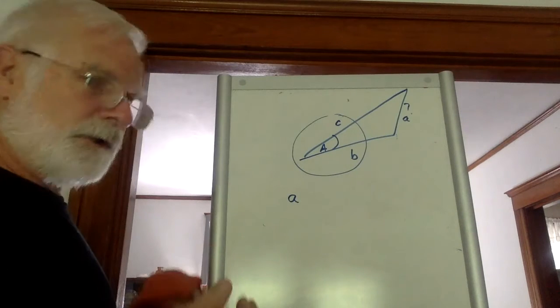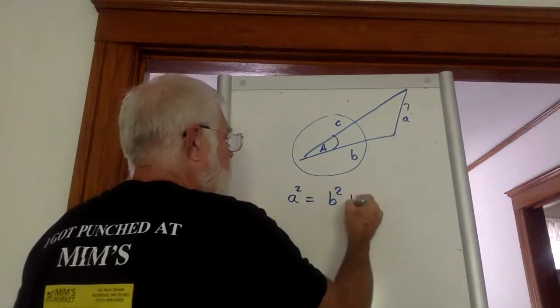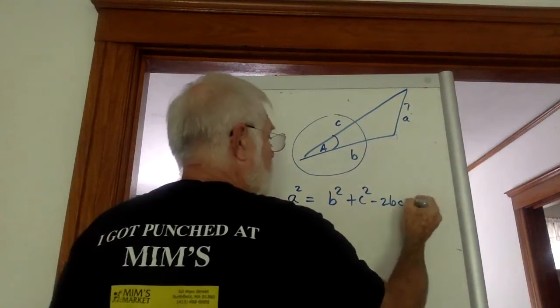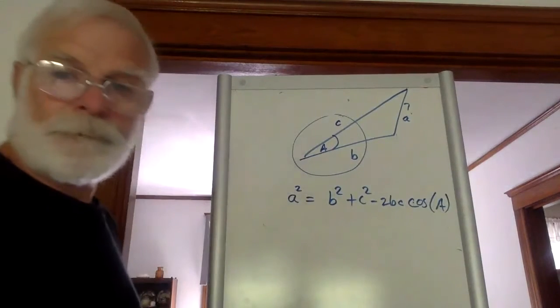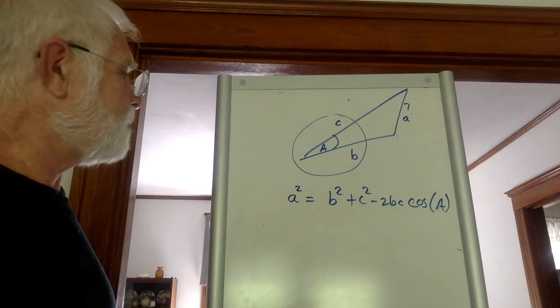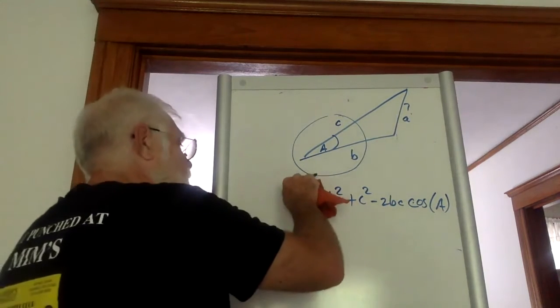Okay? So here's the law of cosines. a squared equals b squared plus c squared minus 2bc cosine big A. Now, if we have to memorize something, then why not memorize one line of work?